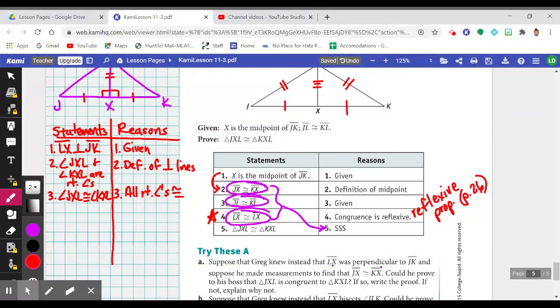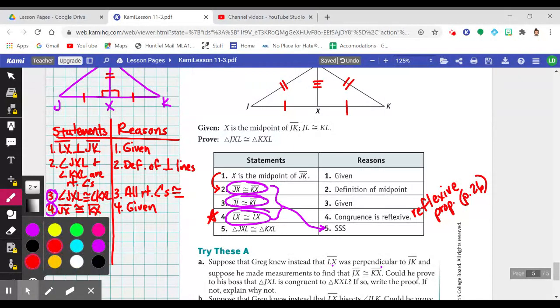So now look what we have here. In step 3, we have a pair of congruent angles. So I'm actually going to circle step 3 because we're looking for 3 pairs of corresponding parts that are congruent. In step 3, we have our first pair. The next thing we can mention is the second piece of given information. That line segment JX is congruent to line segment KX, which of course was given to us. I'm going to go ahead and circle that step because here we have 2 pairs of corresponding parts congruent.